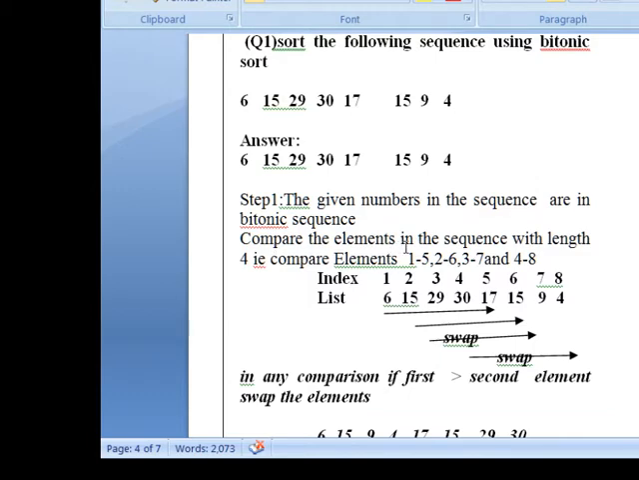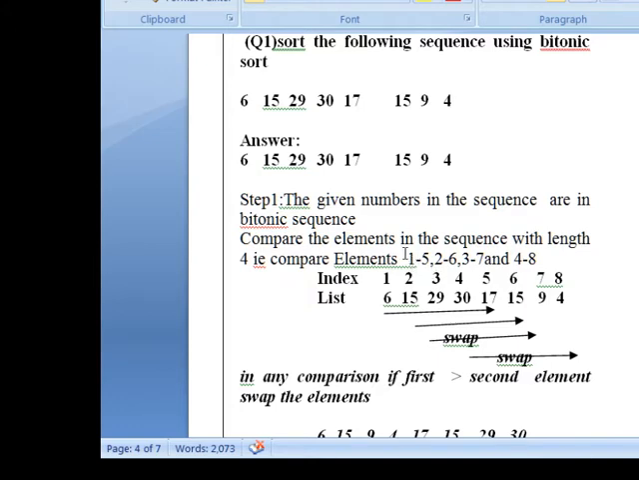Step 2. Compare the elements in the sequence with the length 4. That means this is a comparison network you have to apply. A half cleaner we are going to apply for these 8 numbers. So now you have the comparison network. In the comparison network you have to give the comparators. 4 comparators you have to use.